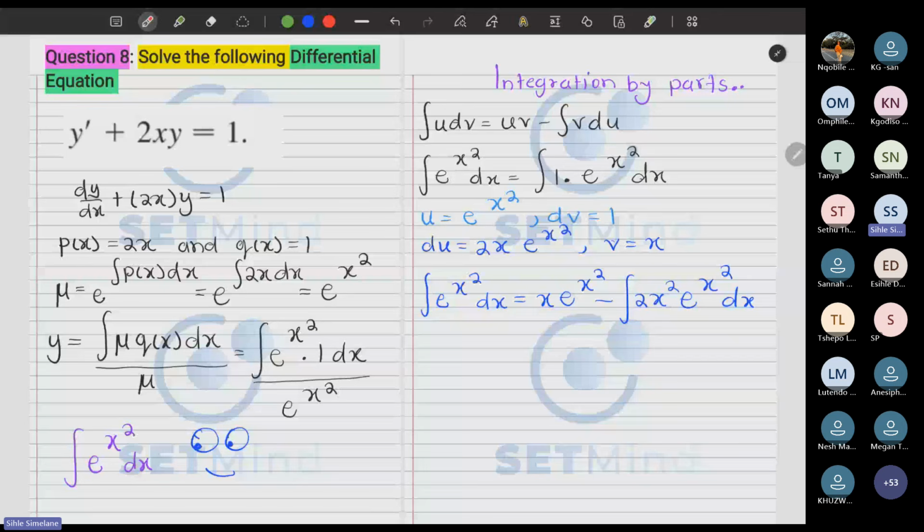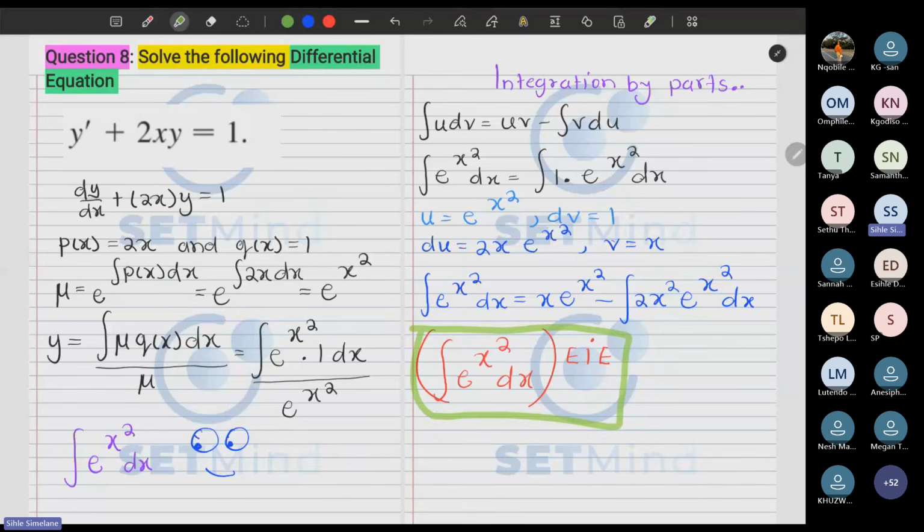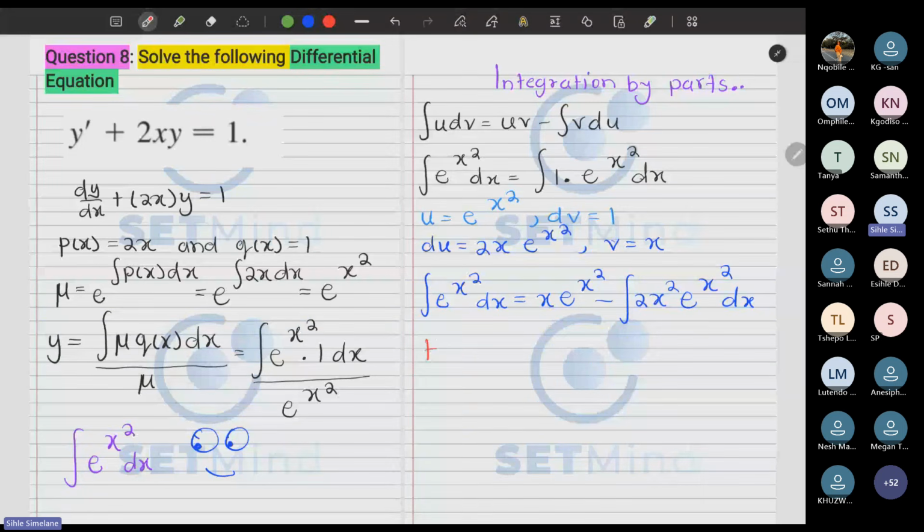But the guys who are doing electrical engineering, this integral here, keep it in mind. The guys who are doing EIE, just keep this integral in mind. I think you'll see it very soon. It's very important for you. But for now, I need you guys to go and attempt it. I'm really interested to see how you are going to find it.